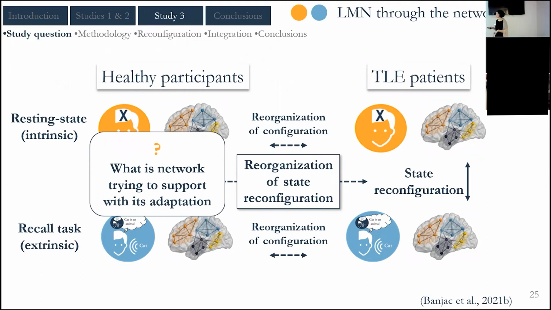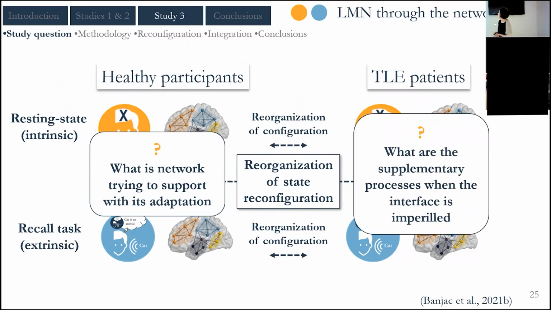So we analyzed state reconfiguration in order to see what network is trying to support with its adaptation, what kind of processes in response to the task. And we compared healthy participants and temporal lobe epilepsy patients to see what are the additional sub-processes that network is trying to support when one of the interface is imperiled, such as it is in temporal lobe patients.